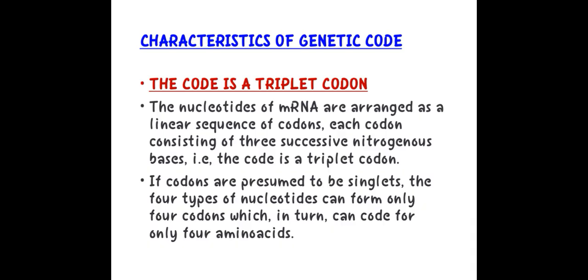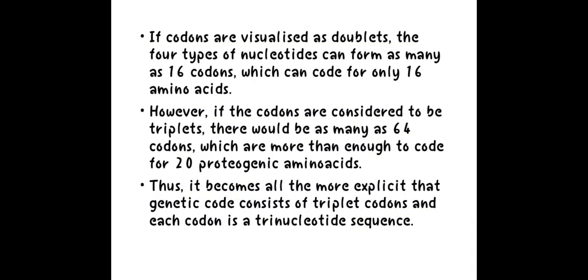Characteristics of genetic code. The code is a triplet codon. The nucleotides of mRNA are arranged as a linear sequence of codons, each codon consisting of 3 successive nitrogenous bases. If codons are presumed to be singlets, the 4 types of nucleotides can form only 4 codons, which in turn can code for only 4 amino acids. If codons are visualized as doublets, the 4 types of nucleotides can form as many as 16 codons, which can code for only 16 amino acids.